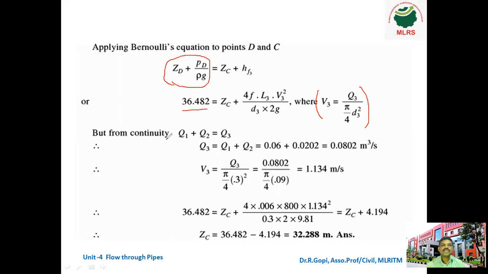But from the continuity equation, we know that Q3 is equal to Q1 plus Q2. What is Q1? It is 0.06 and Q2 is 0.0202. So finally, we got the answer: 0.0802 meter cube per second.